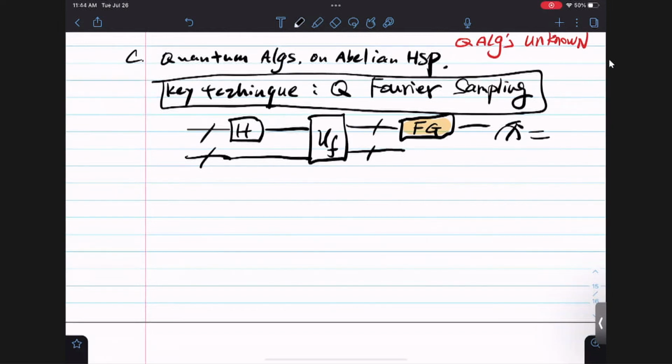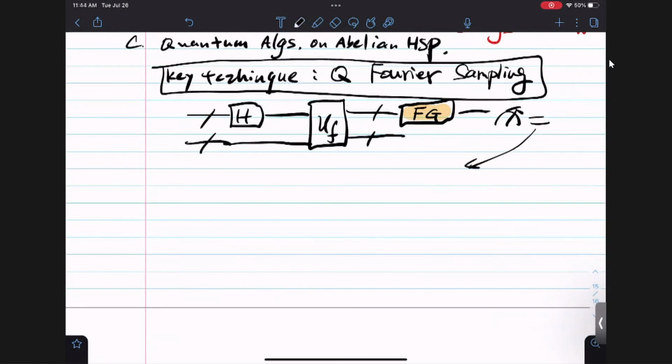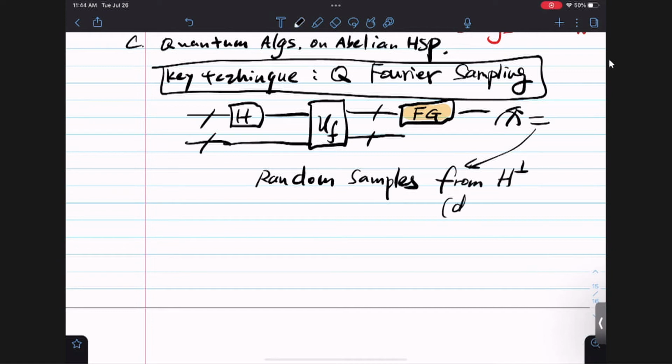And then this measurement outcome, there are going to be random samples from what we call the dual group or dual subgroup, H perp.